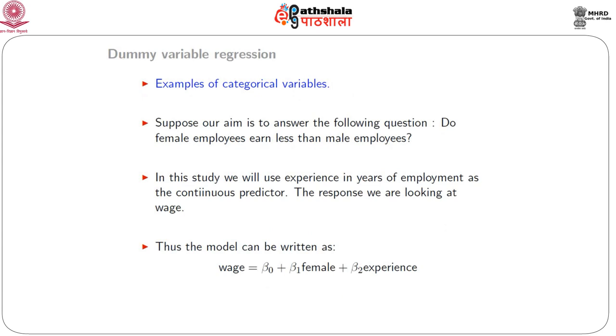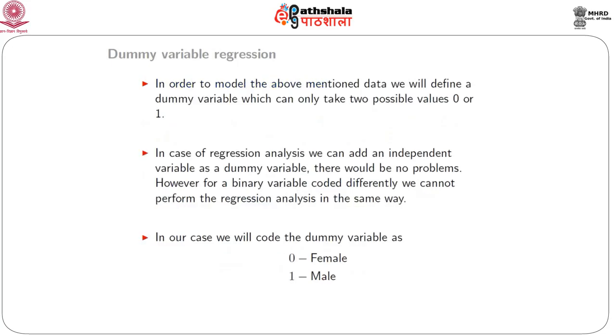Suppose our aim is to answer the following question: do female employees earn less than male employees? In this study, we will use experience in years of employment as a continuous predictor variable in addition to the dummy variable in the model. So, the response here we are looking at is wage. Thus, the model can be written as wage, which is our dependent variable, equals beta naught plus beta 1 female plus beta 2 experience. Now, in order to model the above mentioned data, we will define a dummy variable which can only take two possible values, 0 and 1.